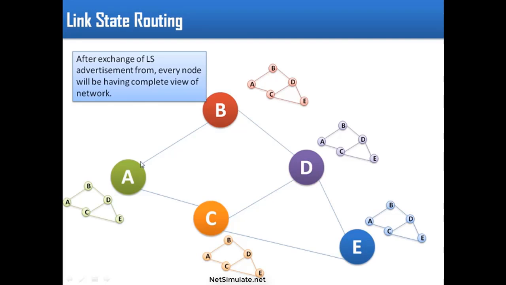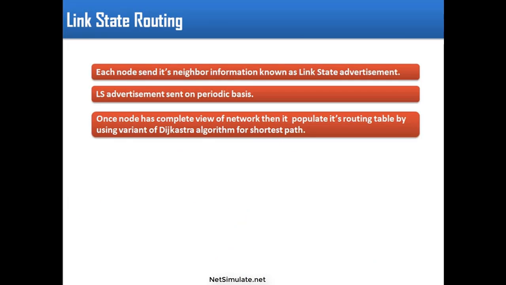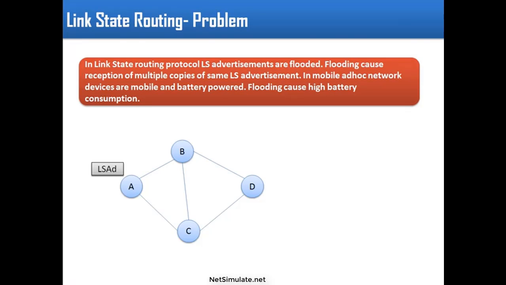these information actually flooded. They actually use flooding mechanism, and this flooding mechanism builds a particular routing table by using Dijkstra algorithm for shortest path. Now we will see the drawback.